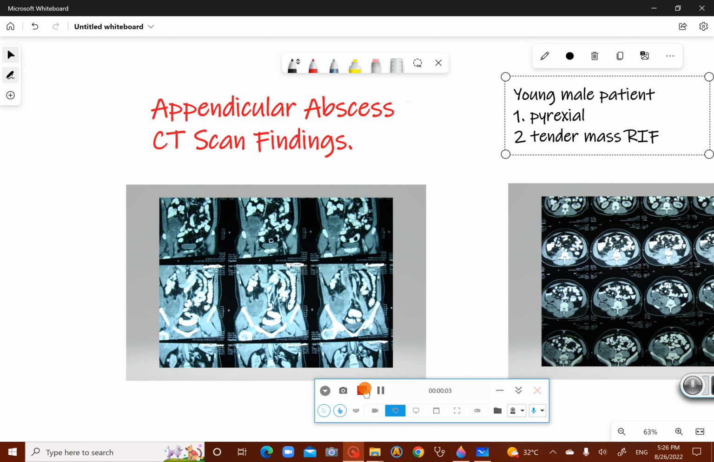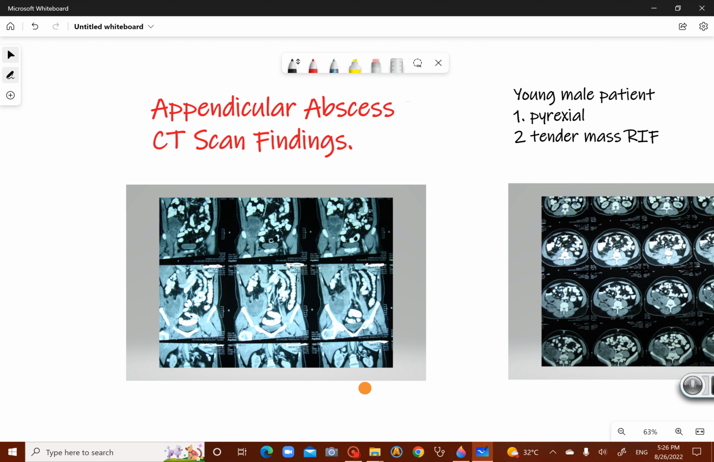Bismillahirrahmanirrahim. Today I am going to talk about appendicular abscess. Appendix can become very notorious once it gets perforated, and it can cause generalized peritonitis, or it can cause localized abscess formation.